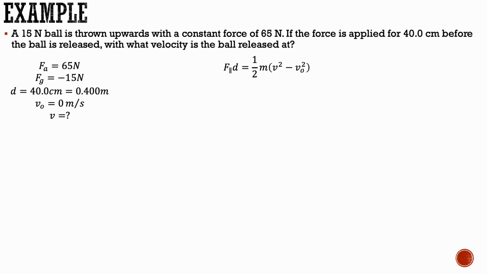So once again, we'll utilize the same formula. Our force times distance is equal to 1/2 times our mass times our velocity squared minus our initial velocity squared. Now, we need to figure out what our mass is, so I'll use force of gravity equals mg. Rearranging that to get mass on its own, we divide both sides by g, substitute our values in, and we have a mass of 1.53 kilograms.